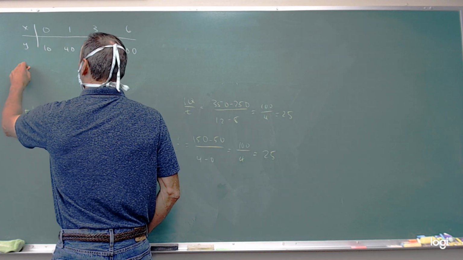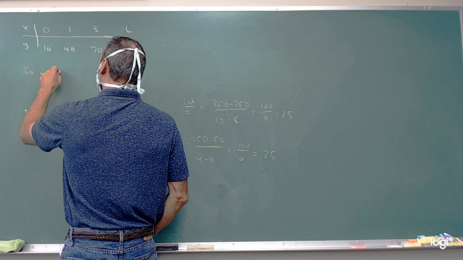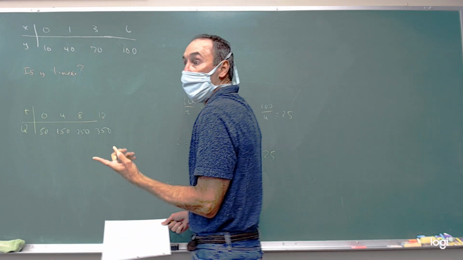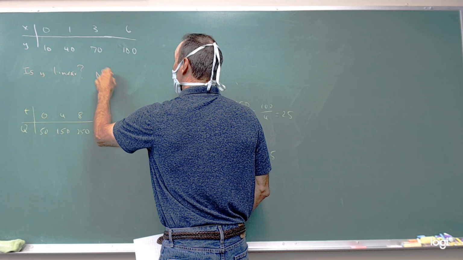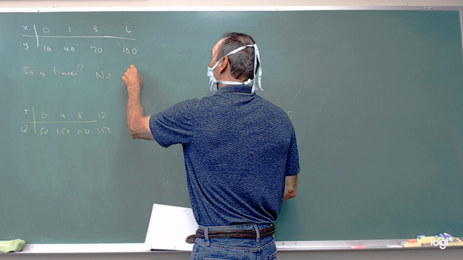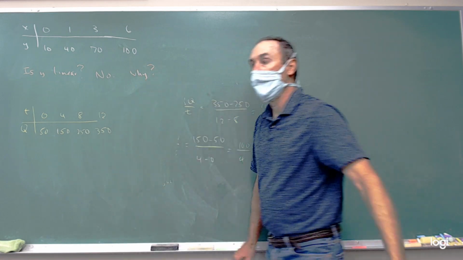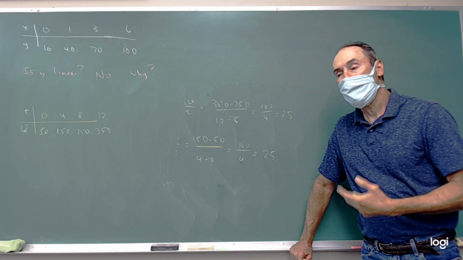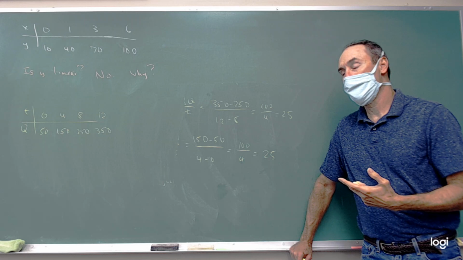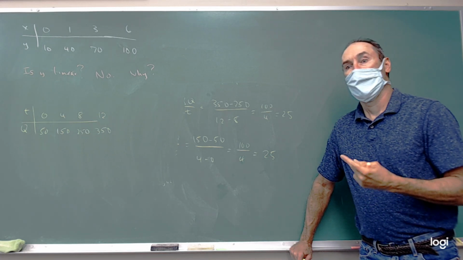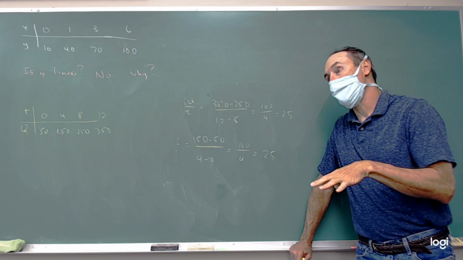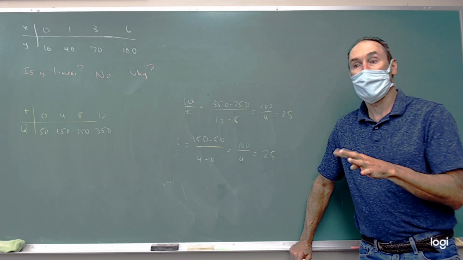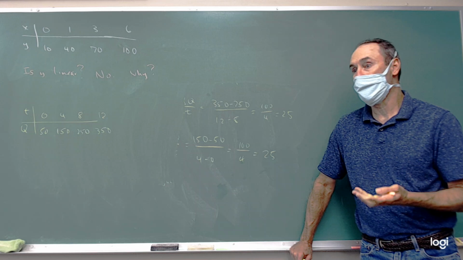So is y linear? And the answer is going to be no, so that's correct, it is not. And why is going to be the question. So if it's not linear, that means that the average rate of change between every pair of points is not the same. So to show something is not true, all we have to do is find two rates of changes that are not the same, and then we're done.